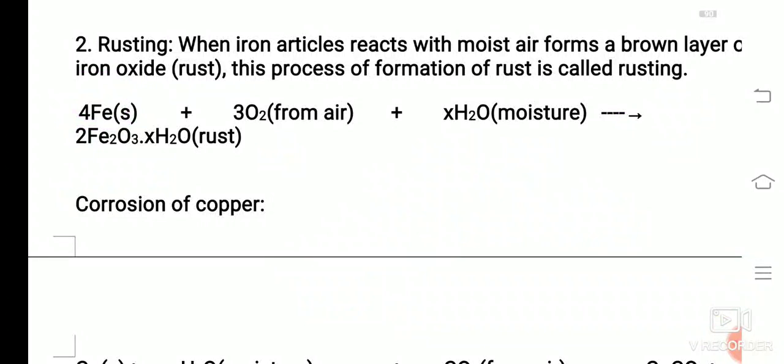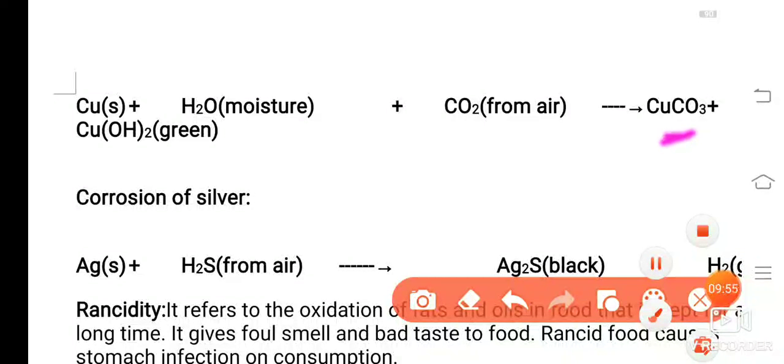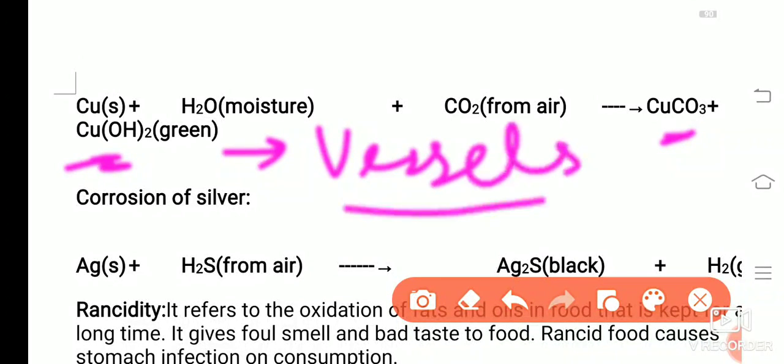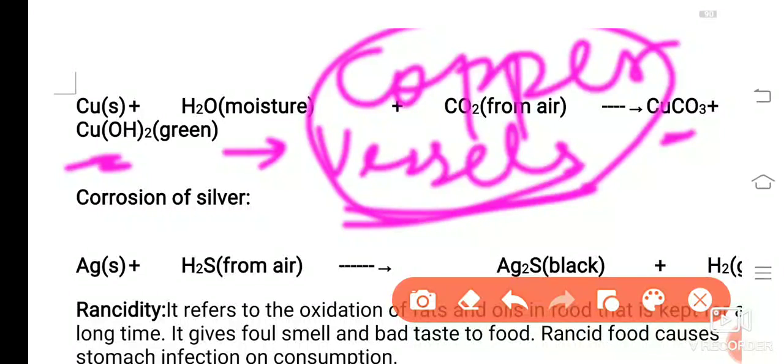Clear, students? Now moving into the corrosion of copper. Similarly, what will happen when copper metal is exposed for a long time to the air? The moisture, the water, right, and carbon dioxide from air, both react with the copper metal, forming copper carbonate plus copper hydroxide, which gives the green coating, right? Sometimes you will see in the copper vessels a green coat at the bottom. Why? Because of the corrosion of copper, which reacted with water and carbon dioxide, forming copper carbonate plus copper hydroxide. Copper hydroxide has the green coating.